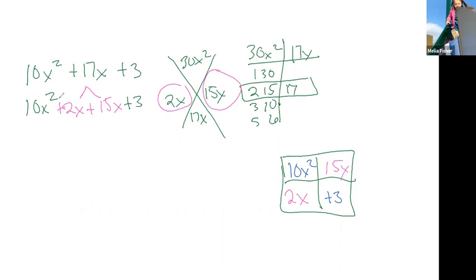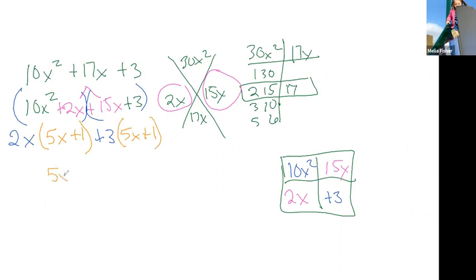We will group the first two together and group the second two together. Our GCF of the first one is 2x. That leaves us with 5x plus 1. Our GCF of the second one is a positive 3. And that leaves us with 5x plus 1. Both of them have a 5x plus 1. And we are left with 2x plus 3.